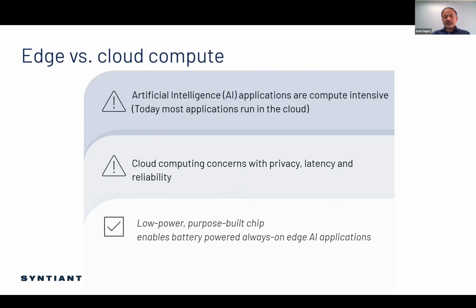To answer these things, Sentient has a solution. We have a purpose-built chip which does the AI, and it is really low power. The reason it is low power is that this chip is really designed for AI types of workloads. And this AI delivers such low power that it can be in always-on devices, deployed right at the edge.